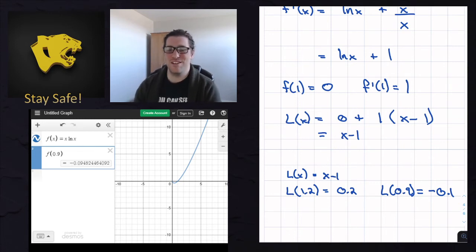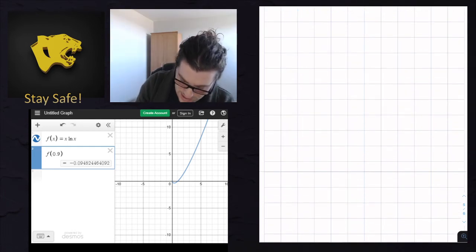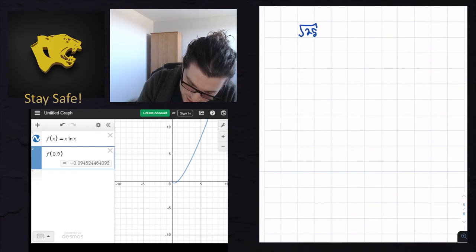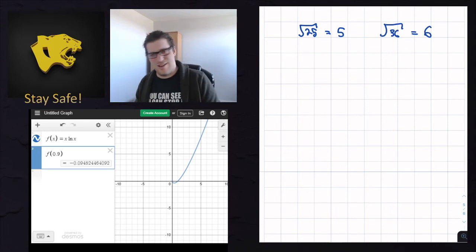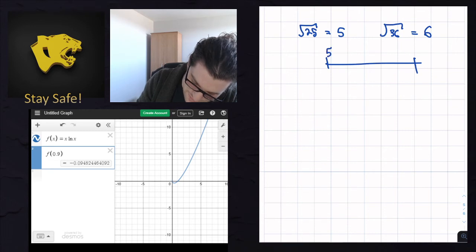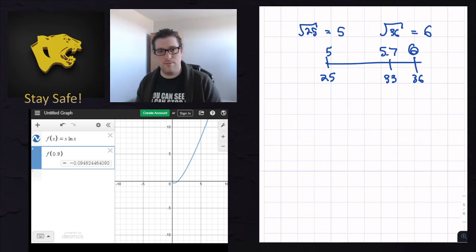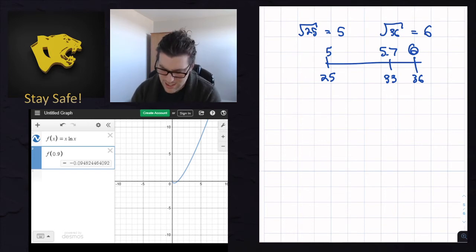So this one says estimate the value of the square root of 33. So in this particular case, we know that root 25 is just 5, and we know that root 36 is just 6. And in grade 9, I think, you would have used benchmarks. So you would have said something like, oh, okay, well, this is 5, and this is 6, and this is 25, and this is 36, and this is like 33, somewhere around there. Whoa, closer to 6. So maybe like 5.7 or whatever. And that's fine. We're going to do a linearization for this particular case.